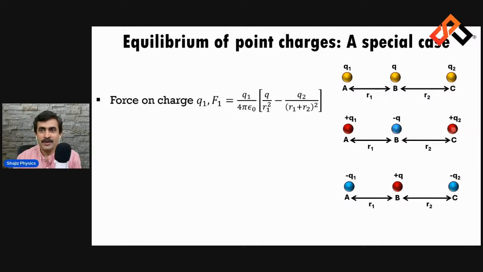Now you think about the force acting on Q2 by Q1. Q1 will repel Q2 along BC, away from Q1. That is the nature of the force between like charges. They will repel each other.